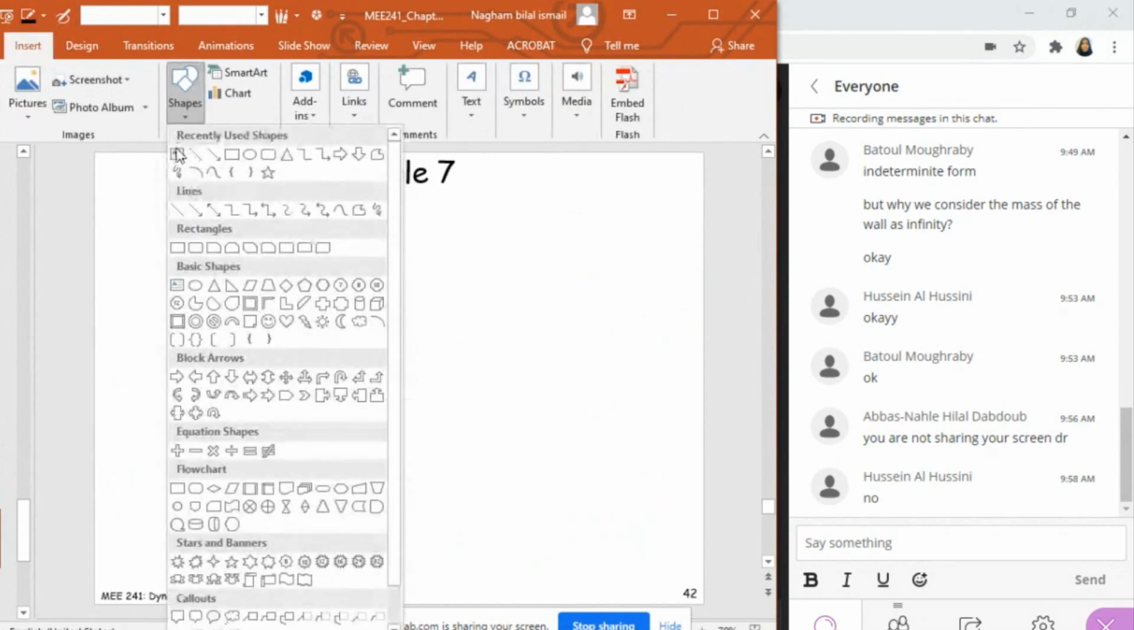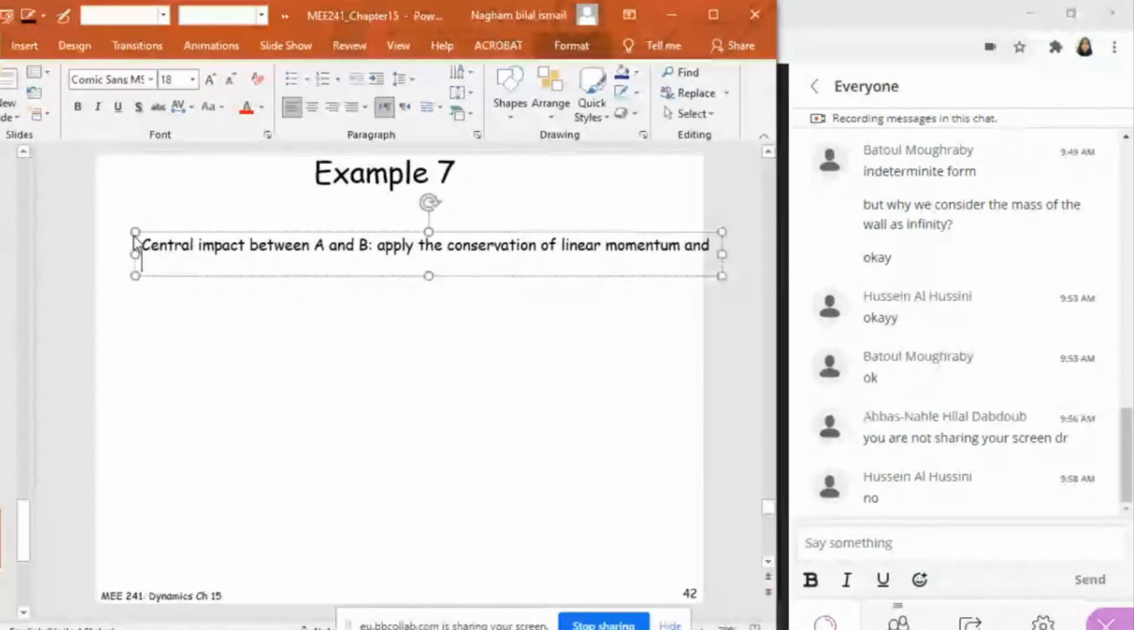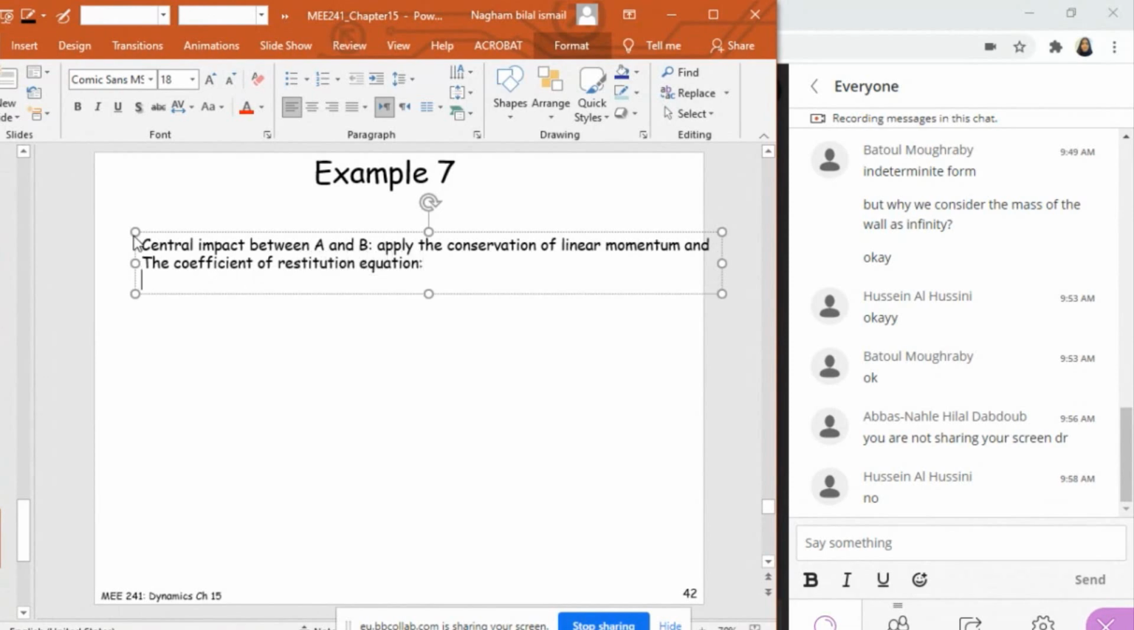So, central impact between A and B, apply the conservation of linear momentum and the coefficient of restitution equation. Let's just do it.